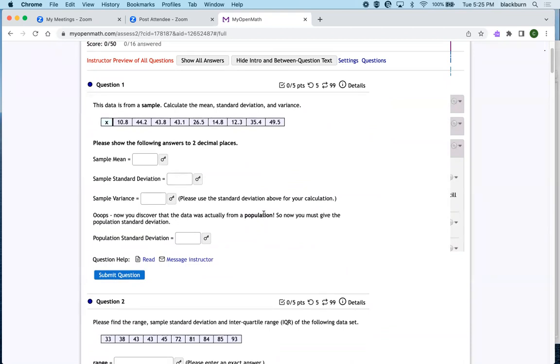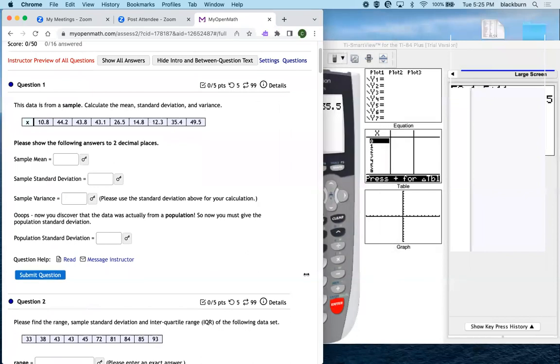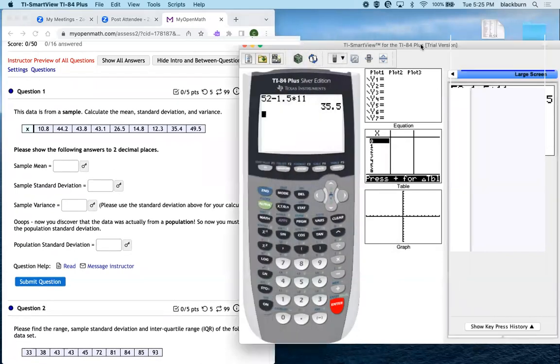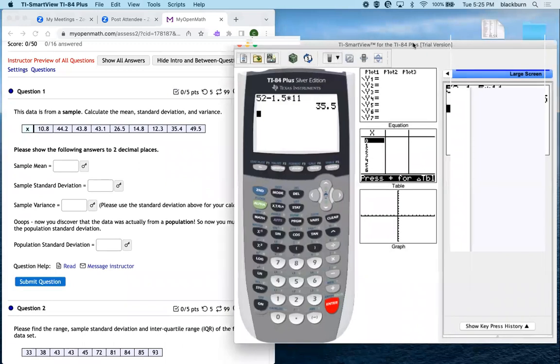So let me show you what it looks like on the calculator instead, because this course is very calculator intensive. So if we look at it on the calculator instead, you're going to enter that data set the same exact way that you entered the data set before.